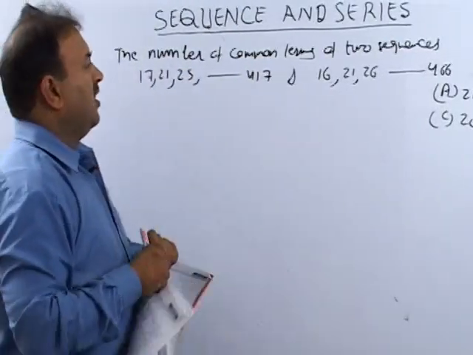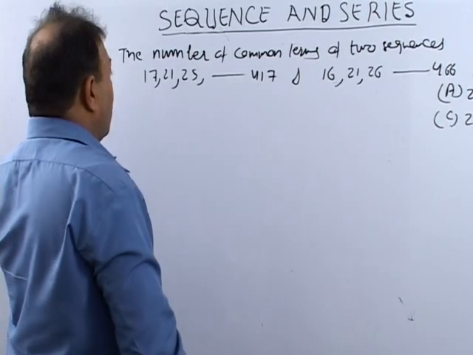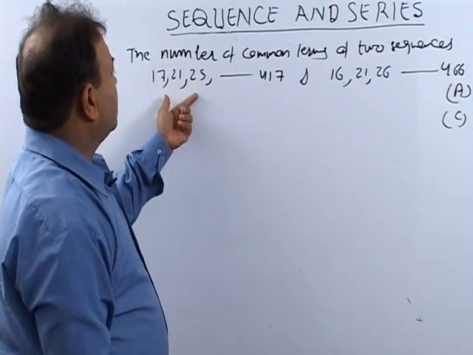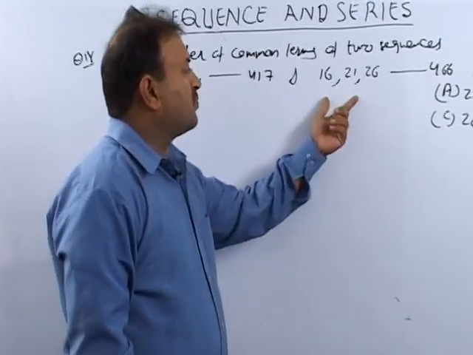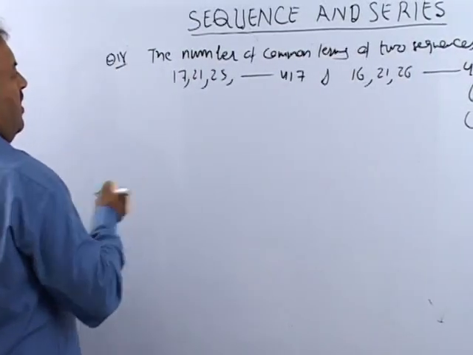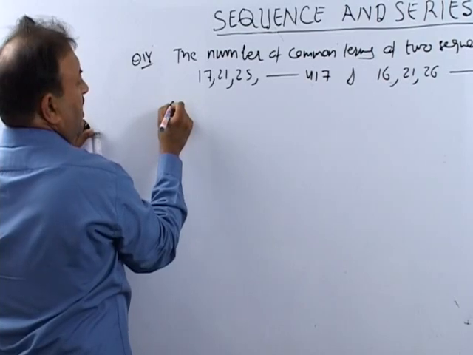Now we have to look for the number of common terms of the two sequences. One thing is clear: the common difference here is 4, and here it is 5, but both sequences are in AP. Now we go for it.